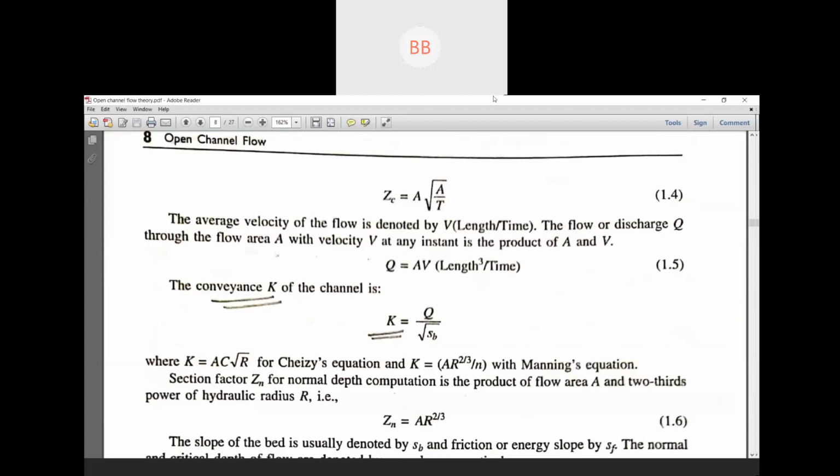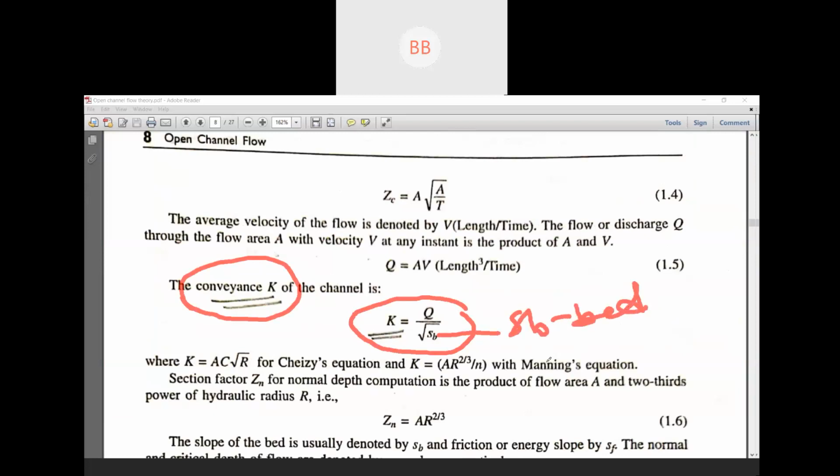Then another important term is the K value, that is discharge divided by the root of the bed slope. S_B is nothing but your bed slope.